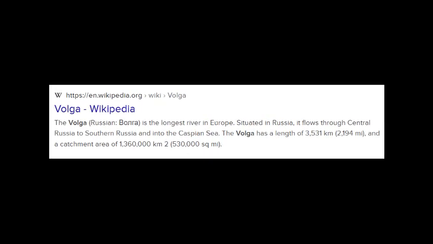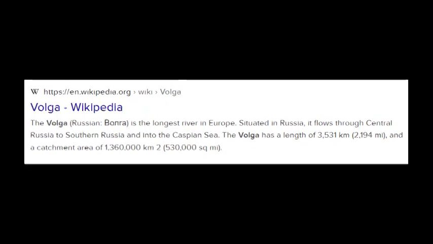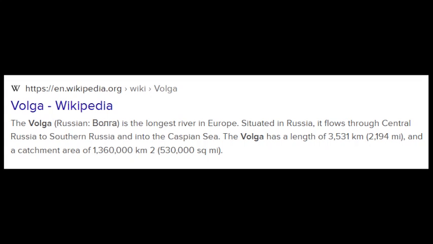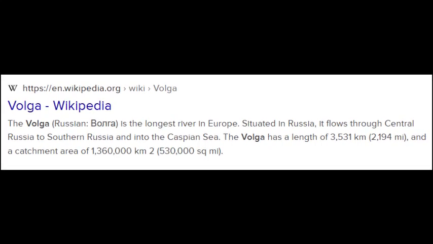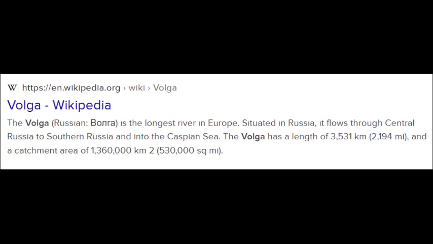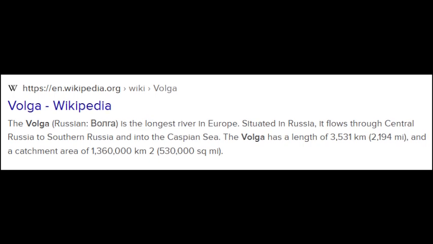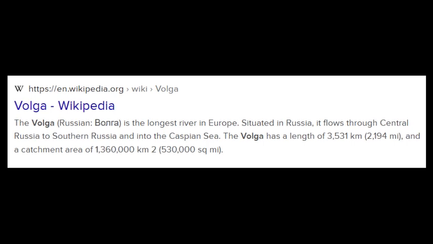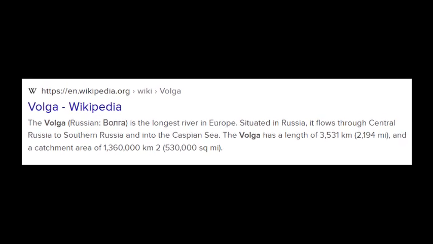Then we have the Volga, the longest river in Europe, situated in Russia. It flows through central Russia to southern Russia into the Caspian Sea. The Volga has a length of 3,531 kilometers and a catchment area of blah, blah, blah. So here we notice that Volga in Russian, the V is spelled with a B. And often in Spanish, a V is pronounced as a B, whereas you also have the name and the, of course, juridical overlay entity of Bulgaria, which one has to wonder whether or not that might also be called Bulgaria.